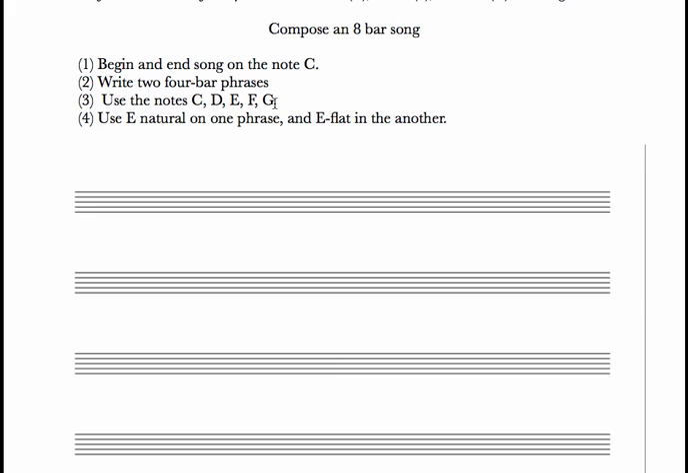Now, on the 2 phrases, you can do what we did just a moment ago, and that is make them essentially identical, except on one of them use E natural, and the other one use E flat. And of course, you will notice a difference in tonality between those two. Okay, don't forget to draw a treble clef, time signature, bar lines, and after 4 bars, write another 4 bars. Okay, we'll see you in a few.